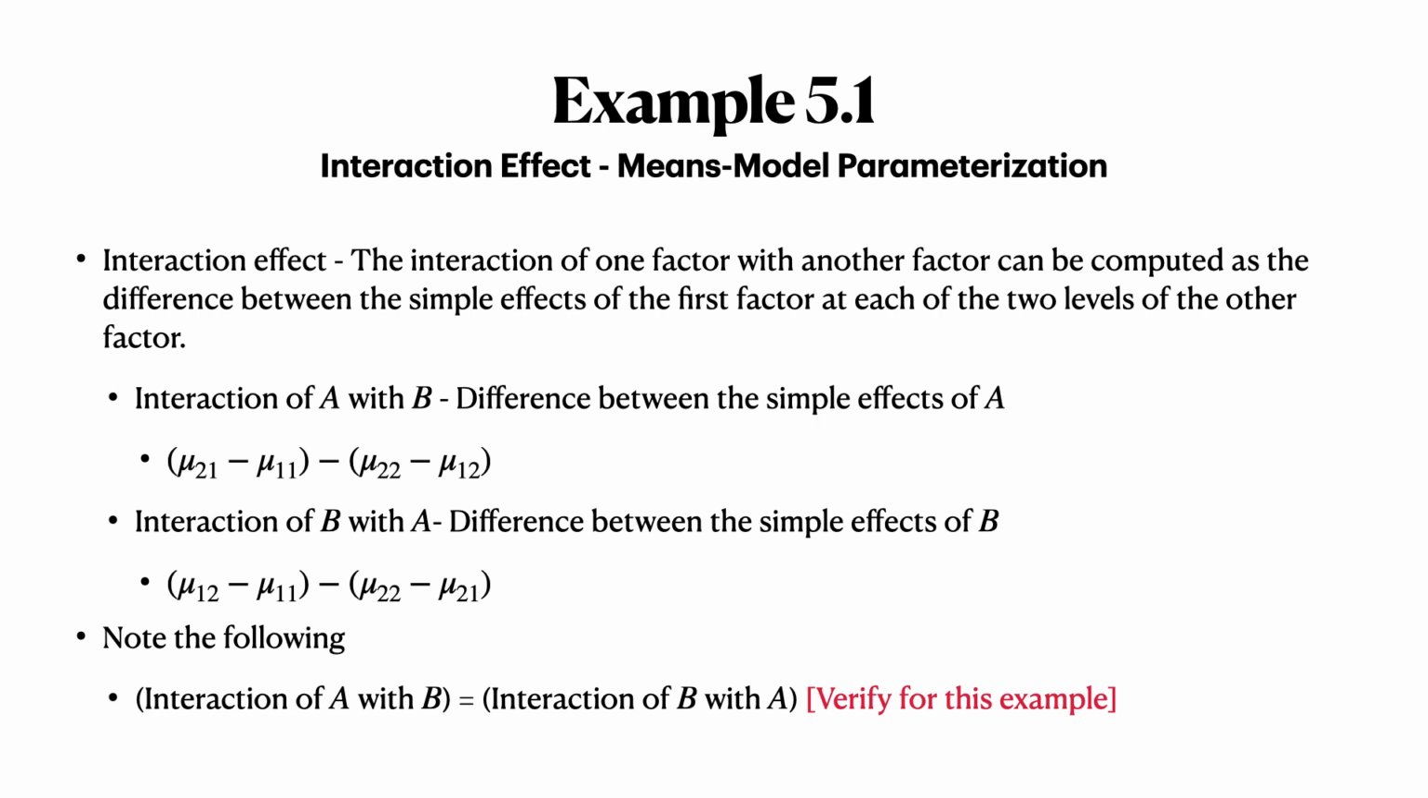But we can also think of an interaction of B with A, and that would be defined as the difference between the simple effects of B. The simple effects of B were mu 1,2 minus mu 1,1 and mu 2,2 minus mu 2,1. And so if we take the difference, we get what would be called the interaction of B with A. But now note the following. The interaction of A with B is the same as the interaction of B with A.